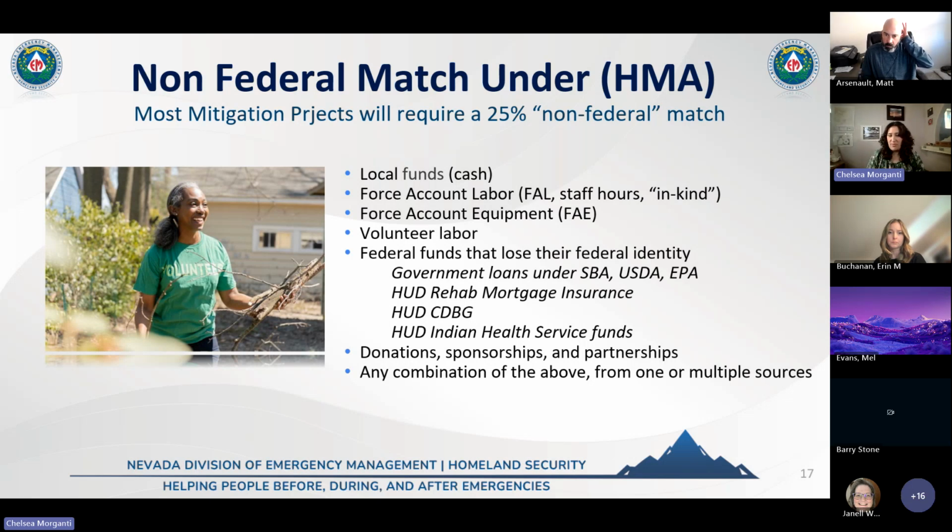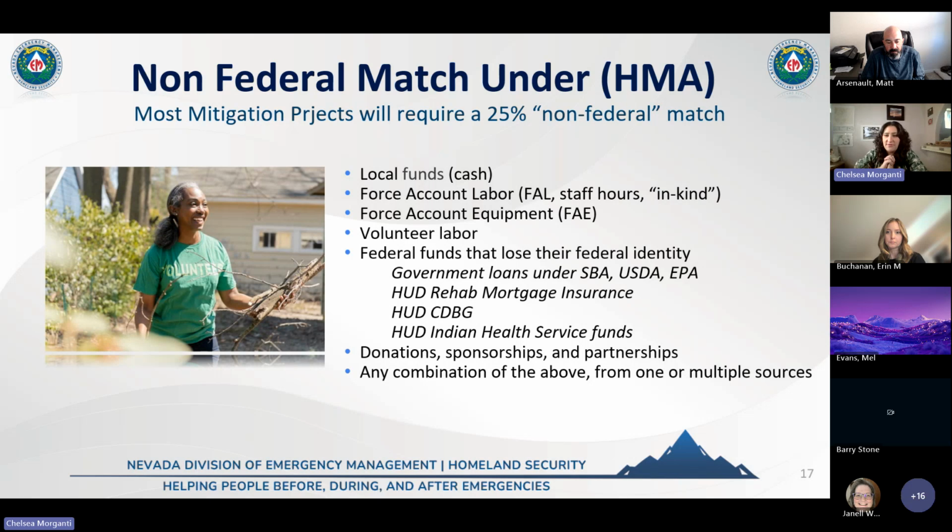That non-federal match can be met in a variety of different ways. I see there's a hand still up here. Was there a question? I'm just going to pause here for a second. Okay, I think there's just a lingering hand.